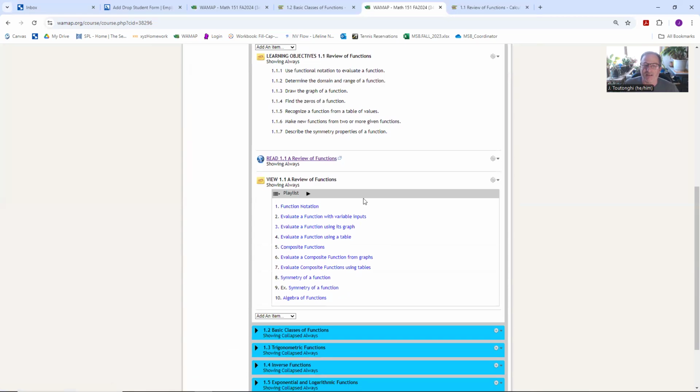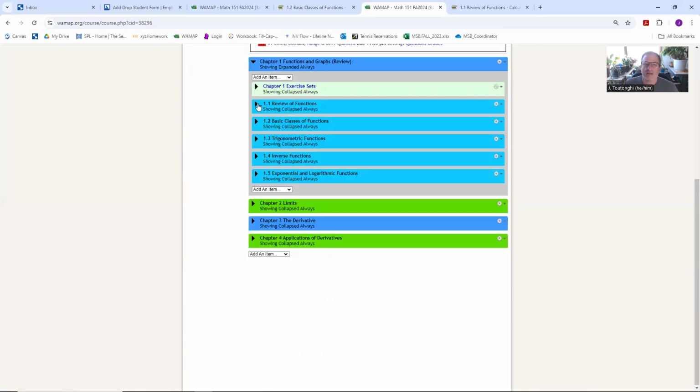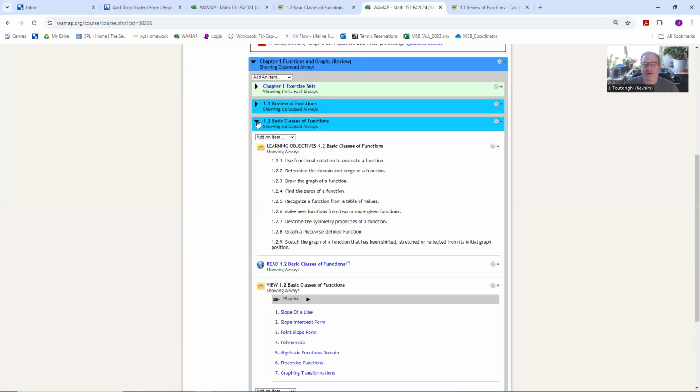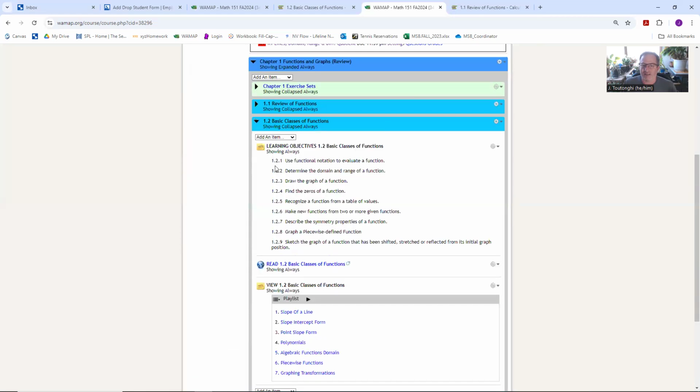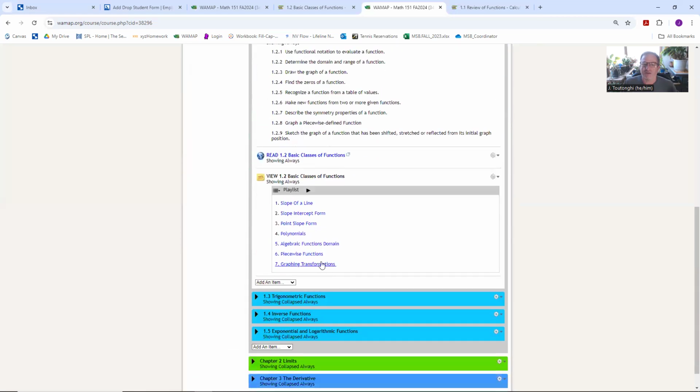Hopefully that helps. And then again, that's 1.1, and there's 1.2. It's a little tough in the review because these things don't directly correlate with what we're doing, but right now we've covered 1.1 and 1.2 essentially. I have not yet covered this transformation of graphs, which is the 7th video here. Okay, hope that helps. Stop the video here.